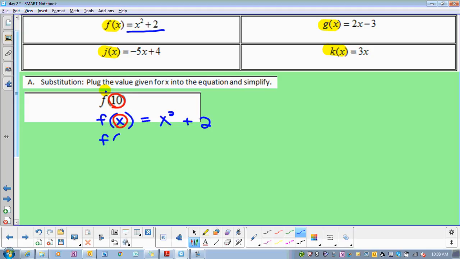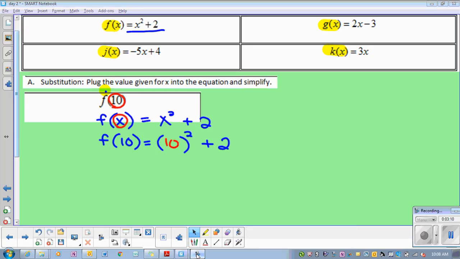So this turns into f of 10 equals parentheses for that x. The x also has a square on it, right? Plus 2. I'm going to put 10, right? And then we can put this whole thing in the calculator. All right. So in your calculators, you want to put this whole thing. Since I wrote parentheses, you guys need to put in parentheses in the calculator, okay?